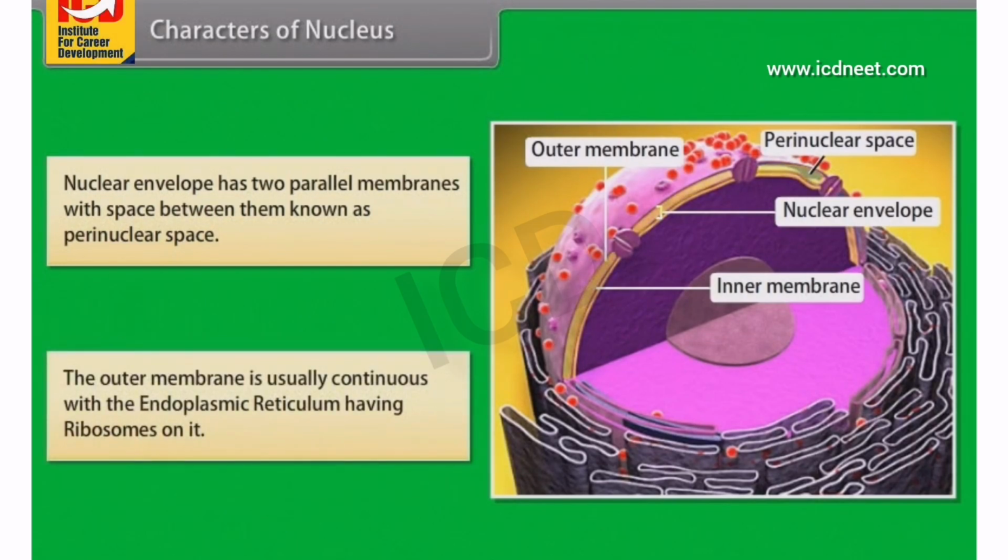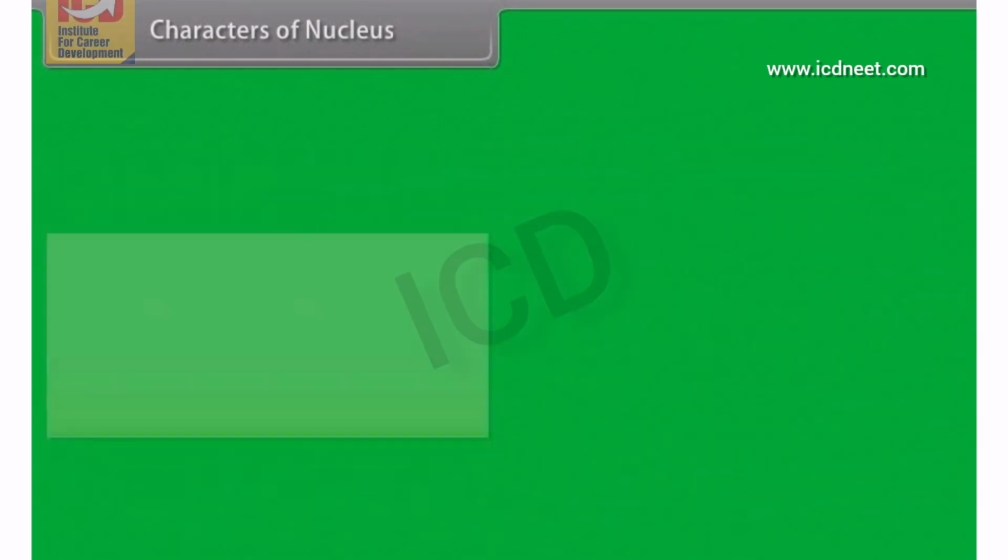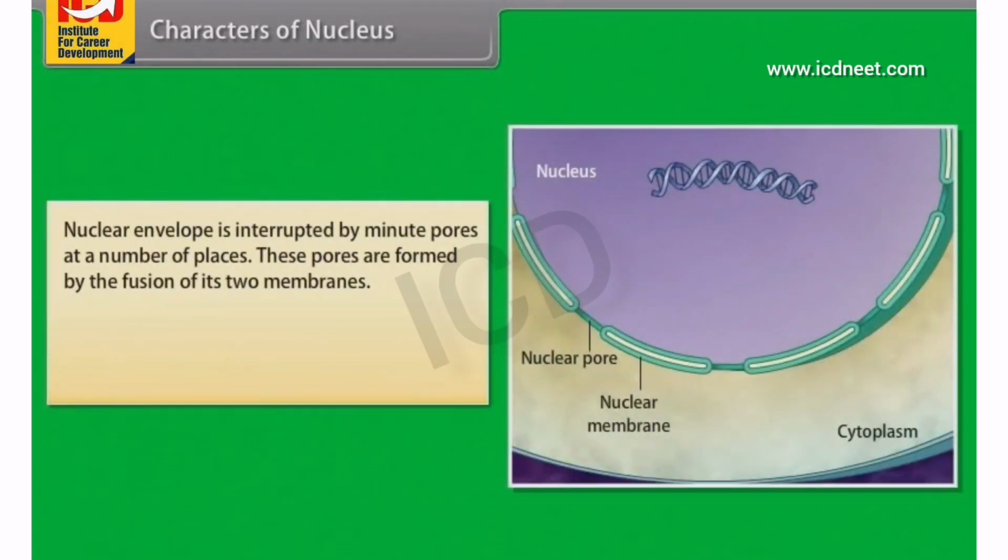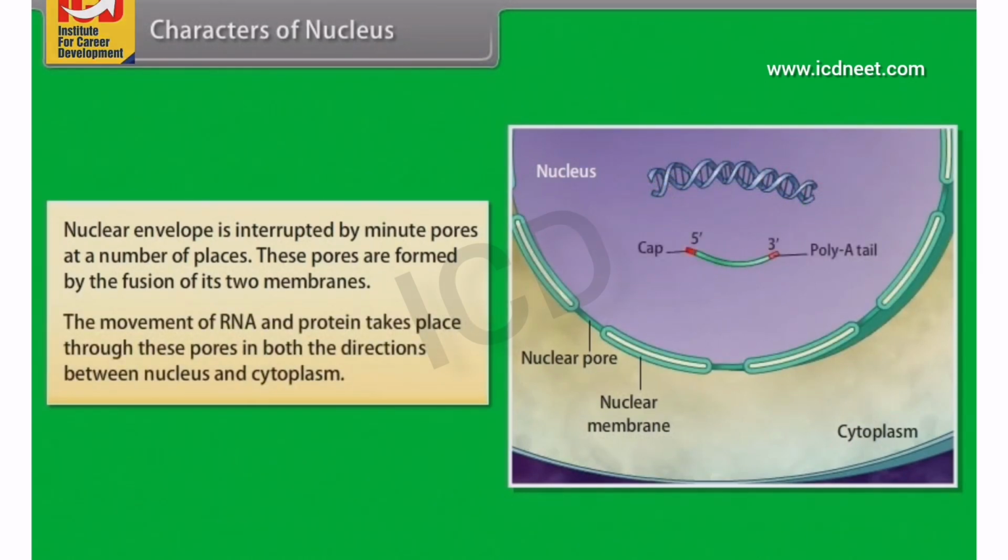The outer membrane is usually continuous with the endoplasmic reticulum having ribosomes on it. Nuclear envelope is interrupted by minute pores at a number of places. These pores are formed by the fusion of its two membranes. The movement of RNA and protein takes place through these pores in both directions between nucleus and the cytoplasm.